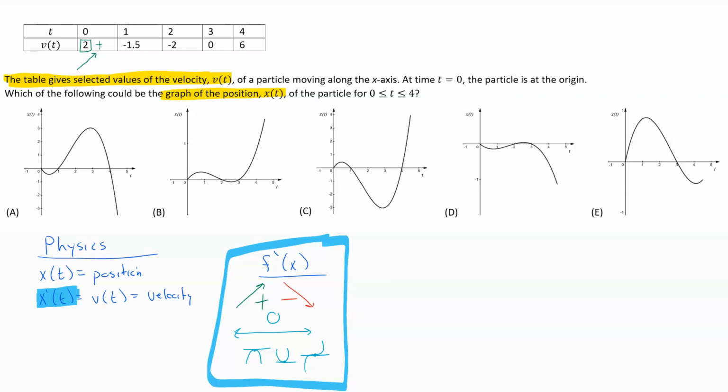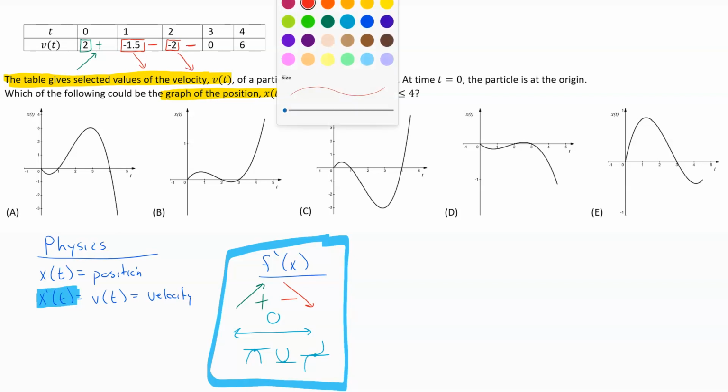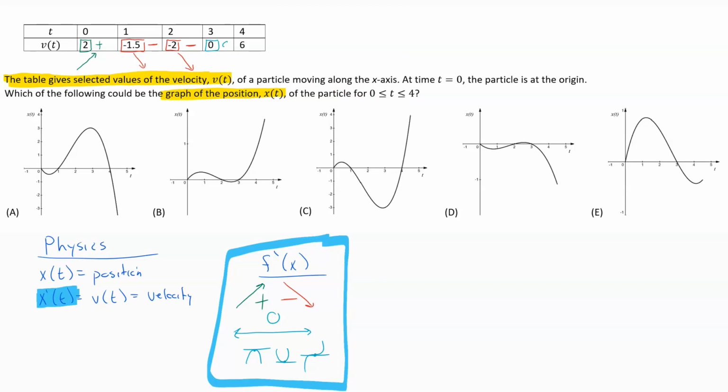It should be increasing. Then the next value is saying at 1, I have a negative derivative value, which means my graph should be headed down at that place. Then at 2, I still have a negative derivative value, so my graph should still be headed down. Then at 3, I've got 0. So at that point, I should be seeing a horizontal tangent line, something that looks like a max or a min maybe. And then as this graph leaves the page, it should be headed up. It should be positive and increasing.